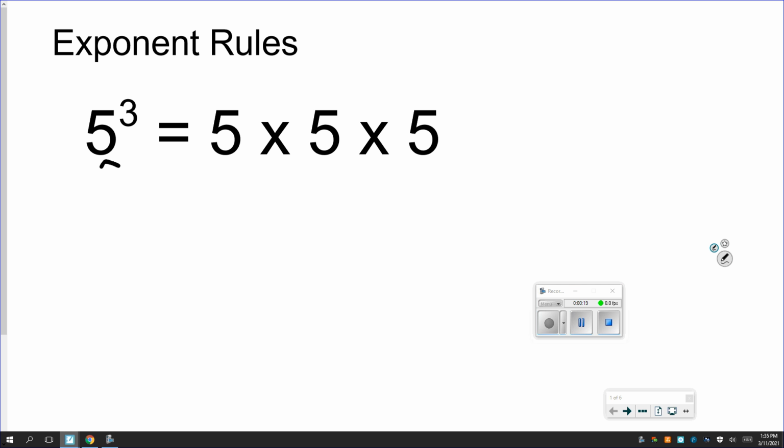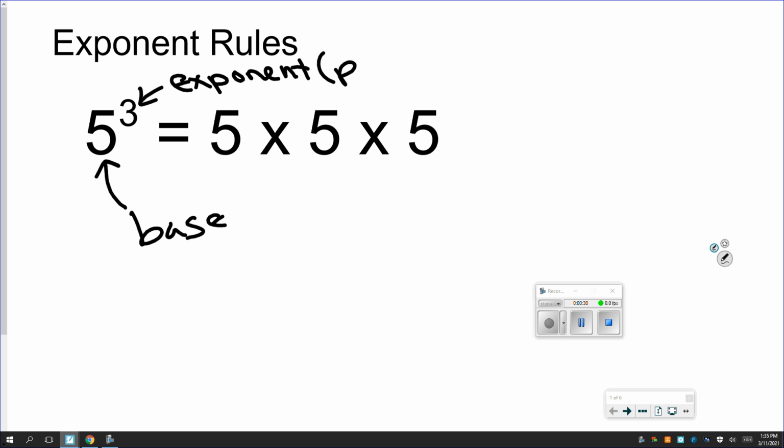So the 5 right here, this would be your base, and the 3 would be the exponent, or sometimes you might see it called power. So what that tells you is how many times you're going to multiply the base times itself. So since it's 5 to the third, that means we're going to multiply 5 times itself, 3 times. So 5 times 5 times 5. And we would get 125.